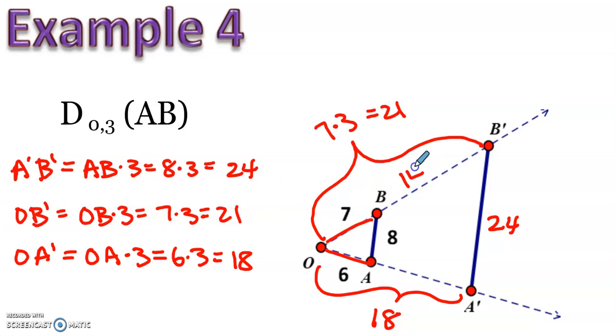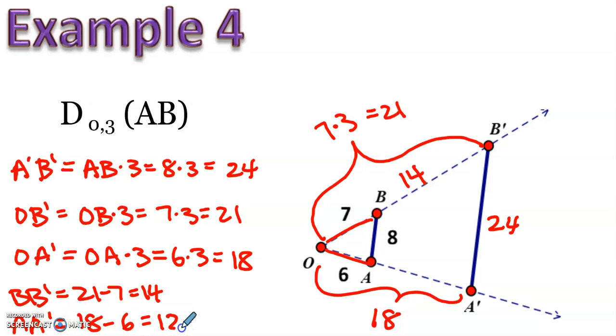So I know this from B to B prime is 21 minus 7, or 14. I also know A to A prime is going to be 18 minus 6, which is 12. So I really could find all these lengths here, knowing a couple of the originals and how I'm dilating.